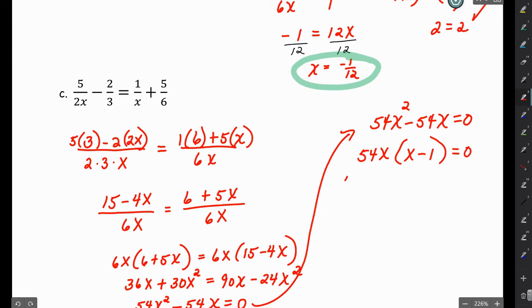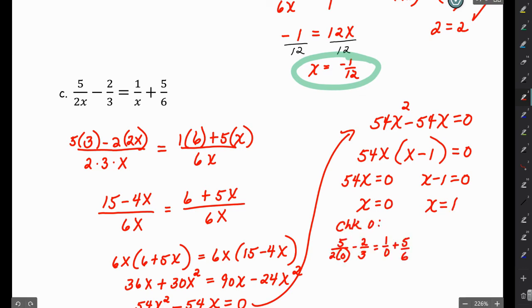So my two solutions are going to be, we have 54x equals 0, and we have x minus 1 equals 0. So x equals 0 is a possible solution, and x equals 1 is a possible solution. And now we just have to check both of those. With the 0 value, you can tell that we have a 0 in the denominator. So we know that we don't even have to go any further. The value of 0 definitely doesn't work.